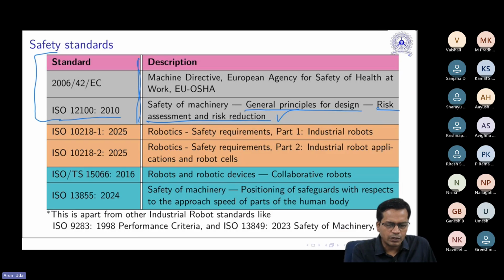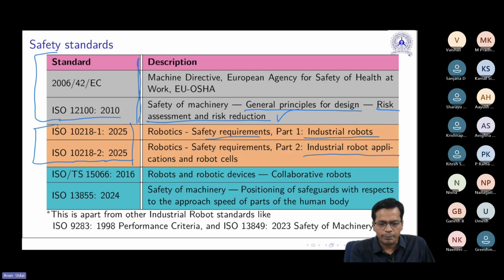The next two are for robot standards. Robot safety requirements: Part 1 is for industrial robots, Part 2 is ISO 10218, 2025. You see, the latest version came in February, and that also has industrial robot applications and robot cells in particular that deal with cobots. So this details the application of robots in robot cells where human-robot collaboration is also covered. So this is the latest one, and this applies to the robots.